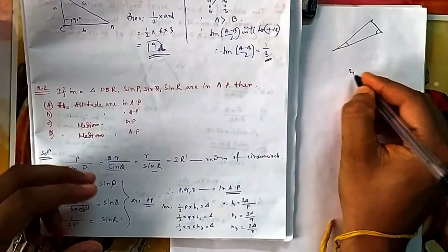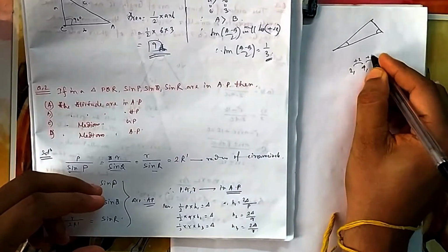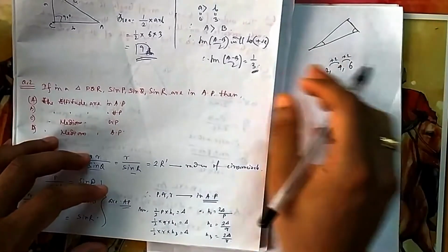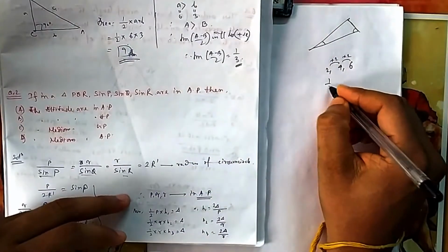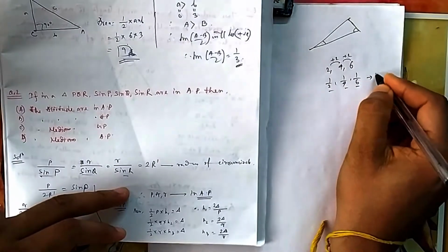Suppose 2, 4, 6, these are in AP. Why are these in AP? Because there is a common difference, it is increasing by 2 only. So that is known as an arithmetic progression. So if it is in AP, then we say the reciprocals of these are in HP.